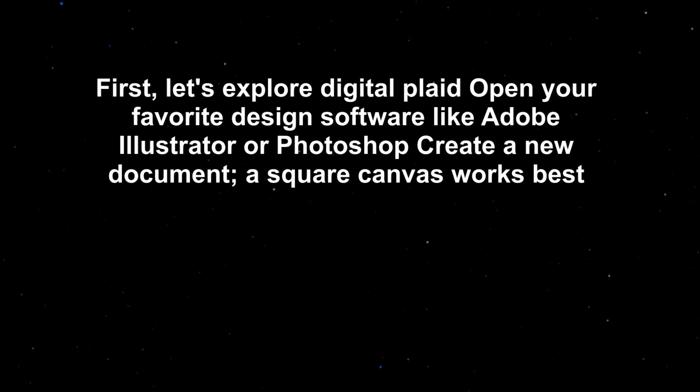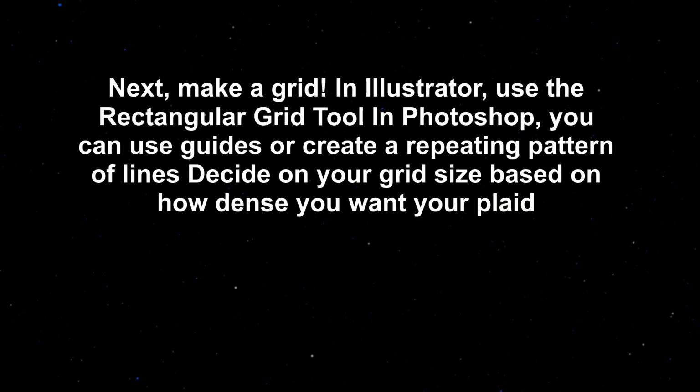Open your favorite design software like Adobe Illustrator or Photoshop. Create a new document. A square canvas works best. Next, make a grid. In Illustrator, use the rectangular grid tool. In Photoshop, you can use guides or create a repeating pattern of lines. Decide on your grid size based on how dense you want your plaid.